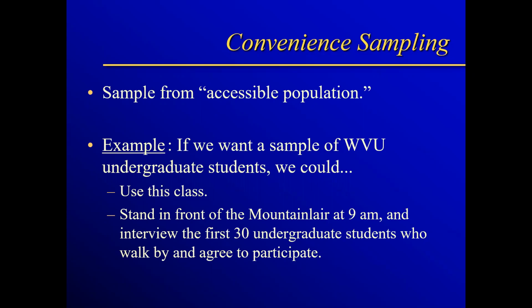So here's another convenience sampling example. You stand in front of the Mountainlair at 9 a.m. and then just interview the first 30 undergrads who show up. Another way of convenience sampling is what you're doing for your study, where you just post it on social media and you say, hey, please take my study. It's another way of convenience sampling. So this is probably the one that you're most familiar with. Just who you have available, you ask them.